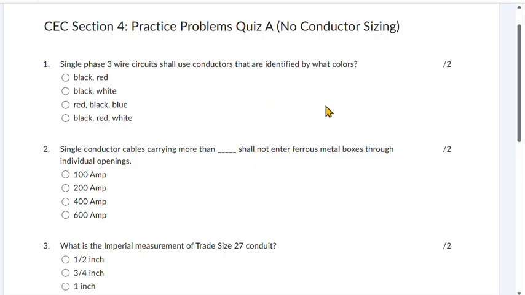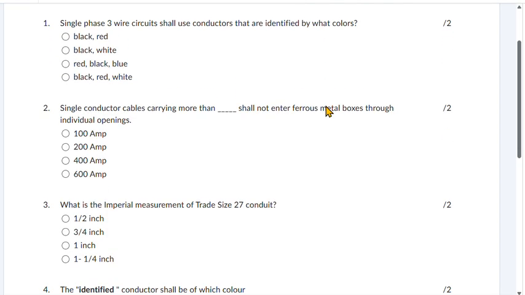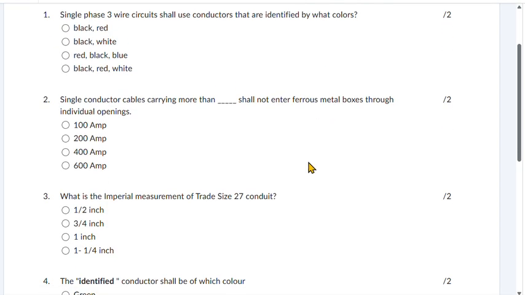So question 1, let's get right into it. Section 4 of the Canadian Electrical Code. I'm going to call this quiz A for you, and it is practice problems without conductor sizing. So let's see how well you know Section 4 of the Canadian Electrical Code. A single-phase 3-wire circuit shall use conductors that are identified by which colors?